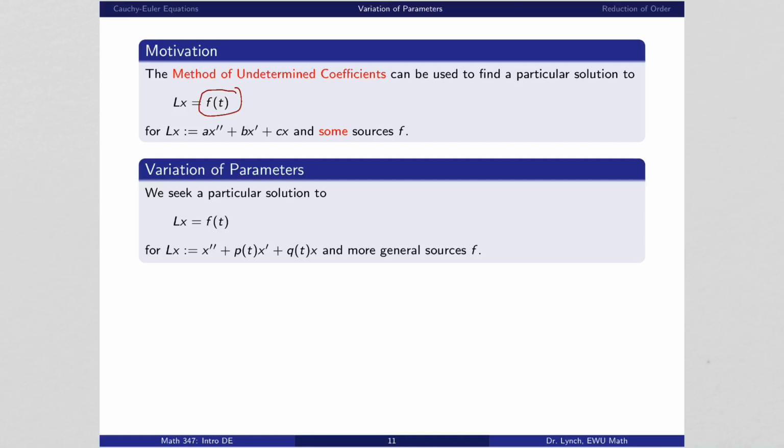So variation of parameters is a similar method. It's a strategy for finding a particular solution. However, it applies to a more general linear differential operator, right? So here we have a more general linear differential operator Lx, x double prime plus p of t x prime plus q of t x, and as well more general sources f. As you might imagine, with this expanded scope of more generality, there's a cost, and that cost turns out to be more differential equations to solve, or actually more antiderivatives to do, as it turns out. So let's dive right in.